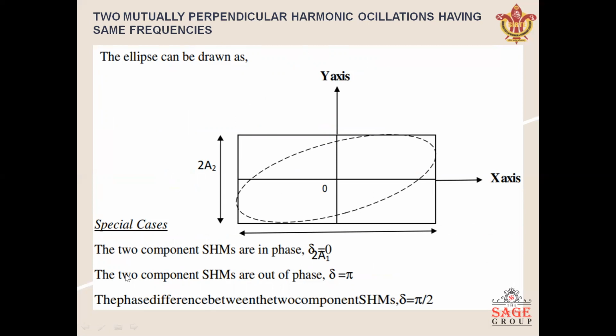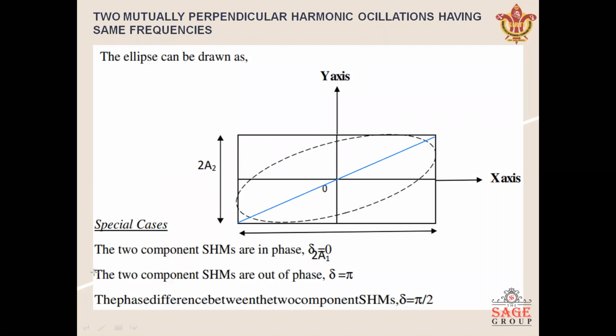Now there are three special cases. The two components of simple harmonic motion are in phase, delta is equal to 0. When there is no phase difference in x and y directions, we will get a straight line which is passing like this. Okay. Now if the value of delta is pi, we'll get another straight line, and this is like this.